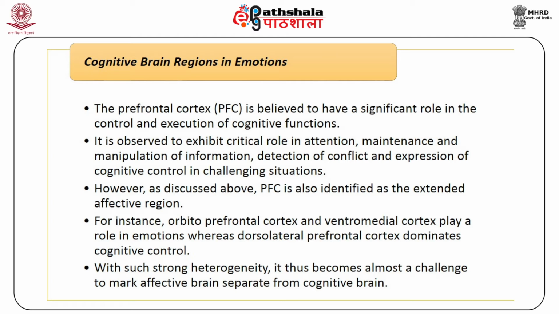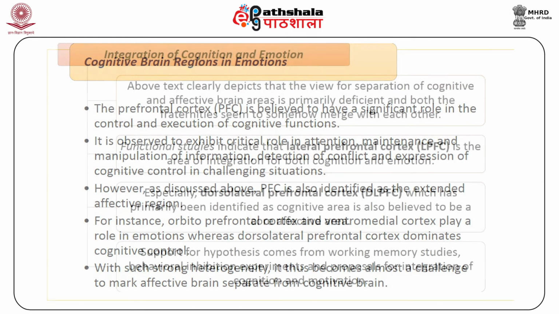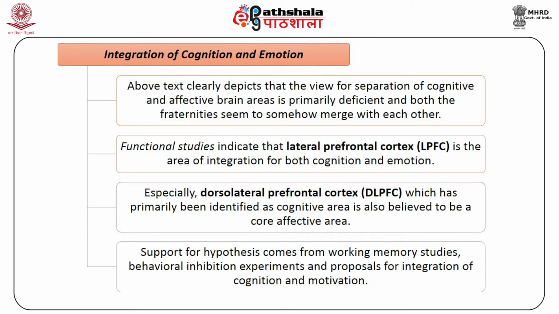This duality leads to strong compartmentalization of PFC into areas that control emotions and others that control cognition. For instance, the orbitoprefrontal cortex and ventromedial cortex play a role in emotions, whereas the dorsolateral prefrontal cortex dominates cognitive control. With such strong heterogeneity, it thus becomes almost a challenge to mark the affective brain separate from the cognitive brain. Integration of cognition and emotion. The above text clearly depicts that the view for separation of cognitive and affective brain areas is primarily deficient, and both the fraternities seem to somehow merge with each other.